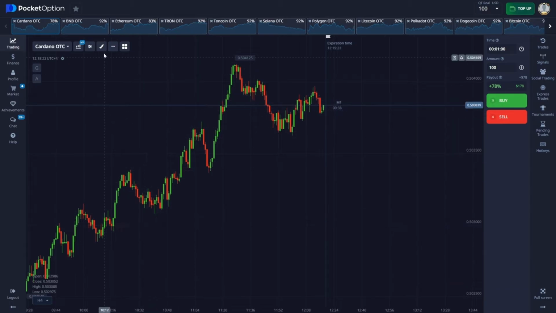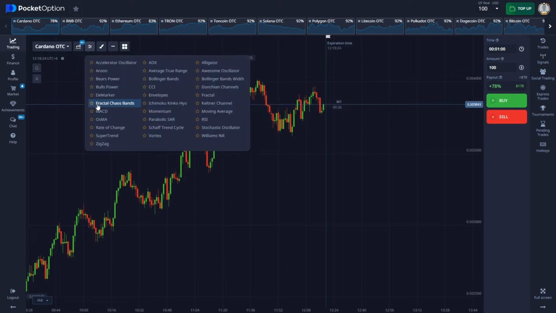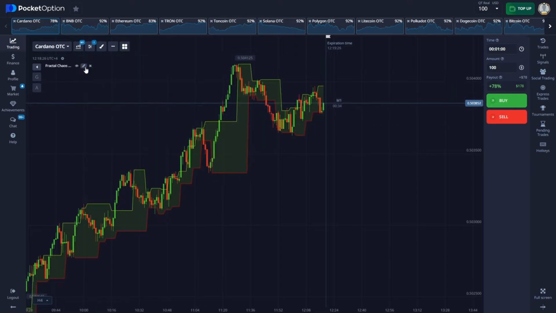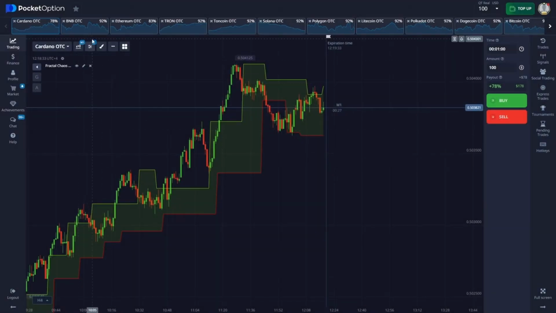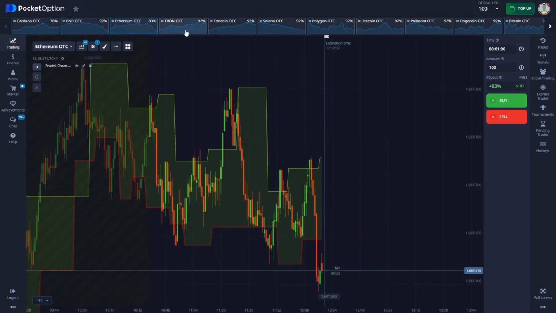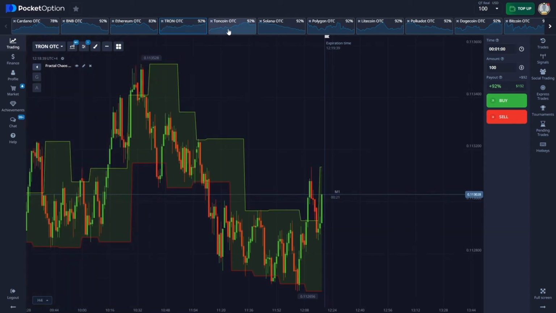First, we will go to the indicator and select fractal. Then go to the settings. Set the period to 5 and leave the rest of the settings as default, then save it. Now let's find our first trade. Basically, when the candle hits the fractal level, we will try to place a trade in the opposite direction.